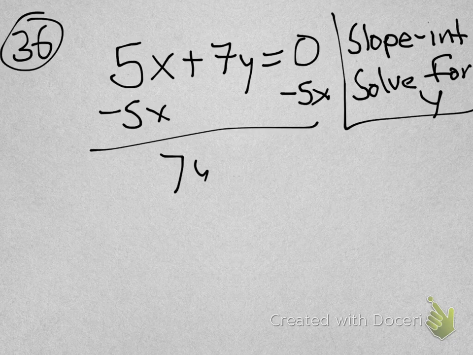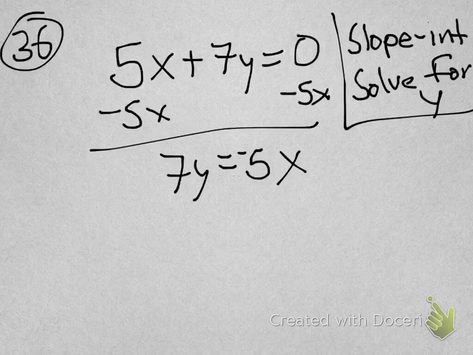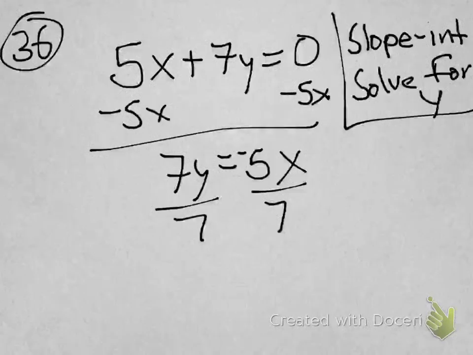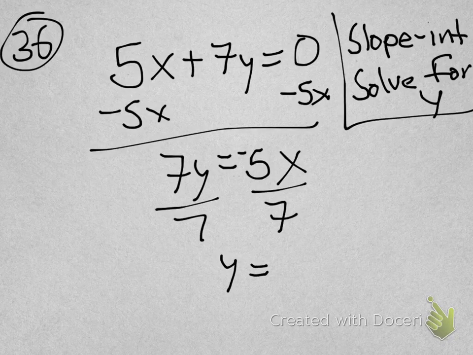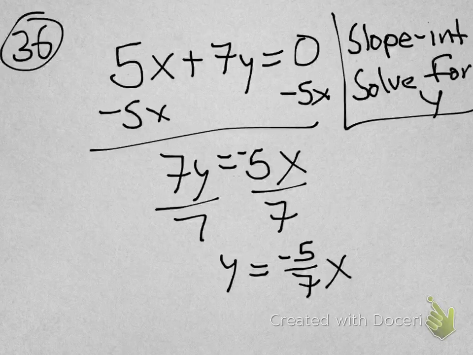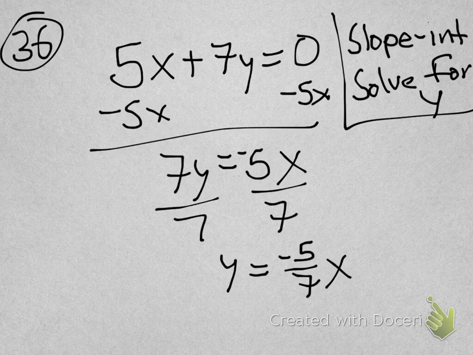We get 7y minus 5x. Oops, sorry, 7y equals negative 5x. Then we're going to divide by 7, and y equals negative 5/7 x. Now, if you notice, we don't have a b in here, but there's always going to be a y-intercept with these lines unless it's a vertical line. So in this one, since there's no b here, our b is 0. So it crosses through at the origin.